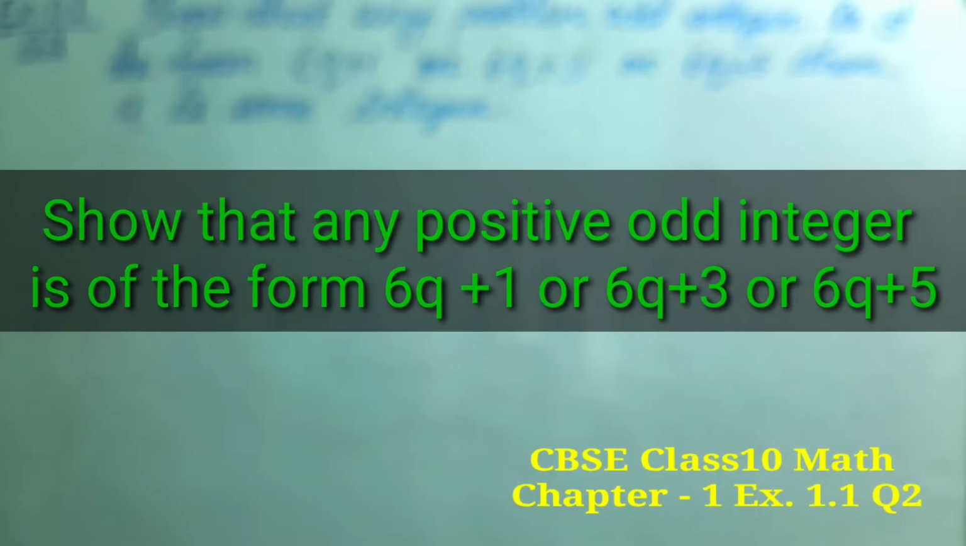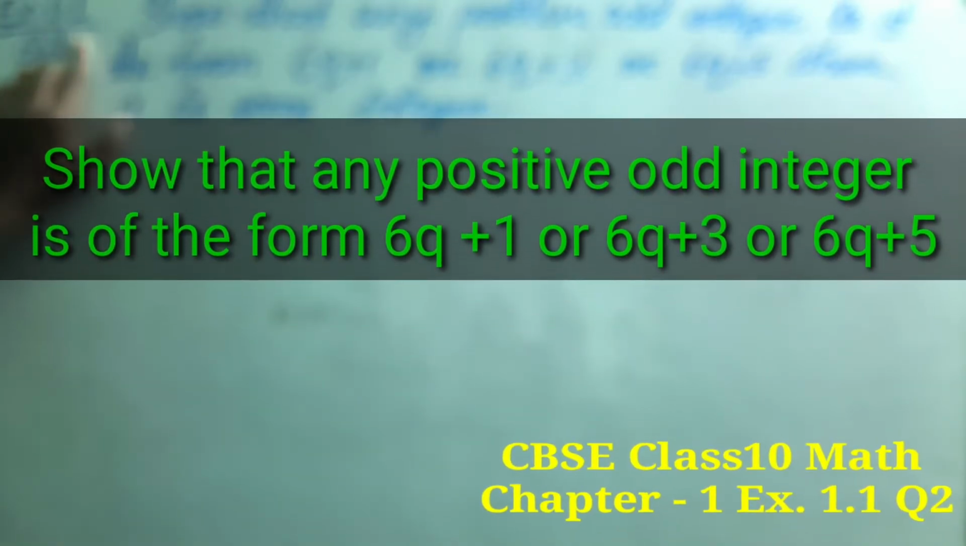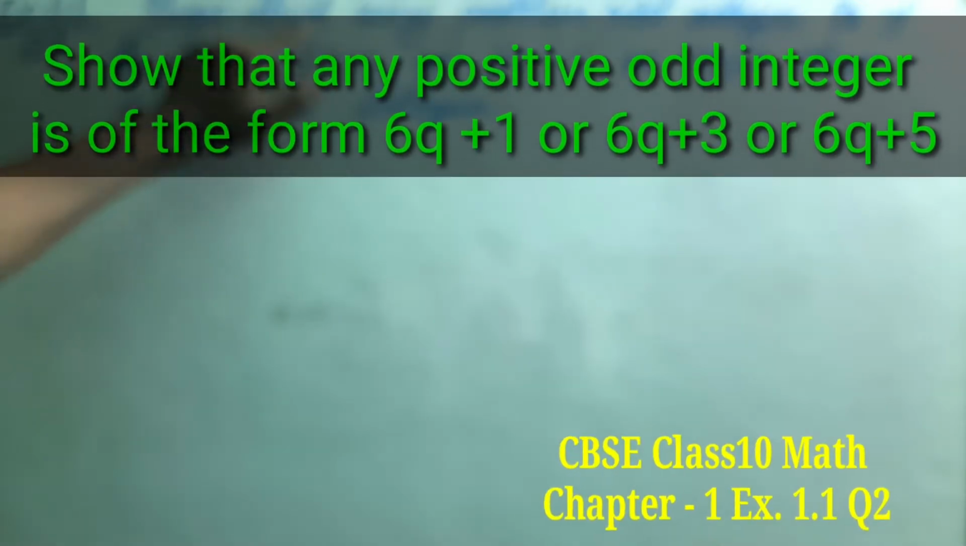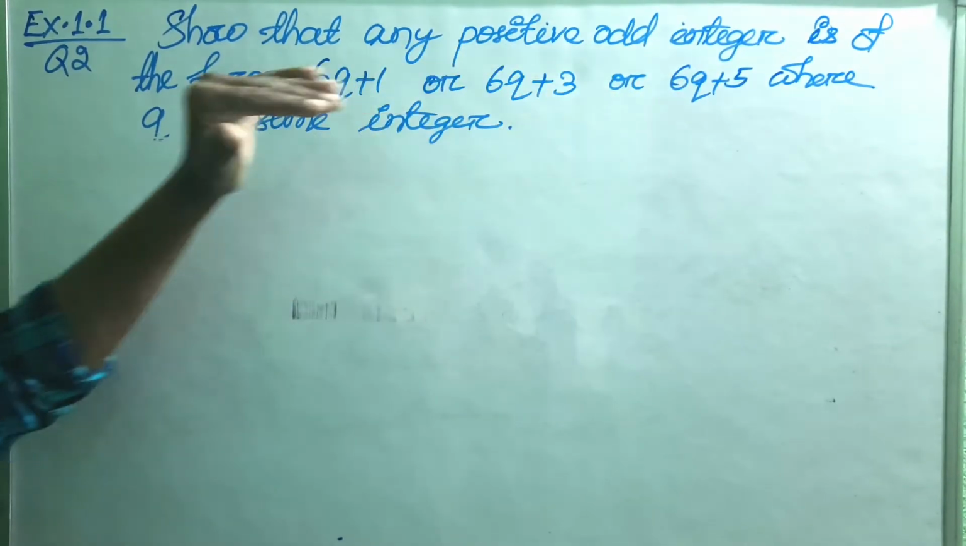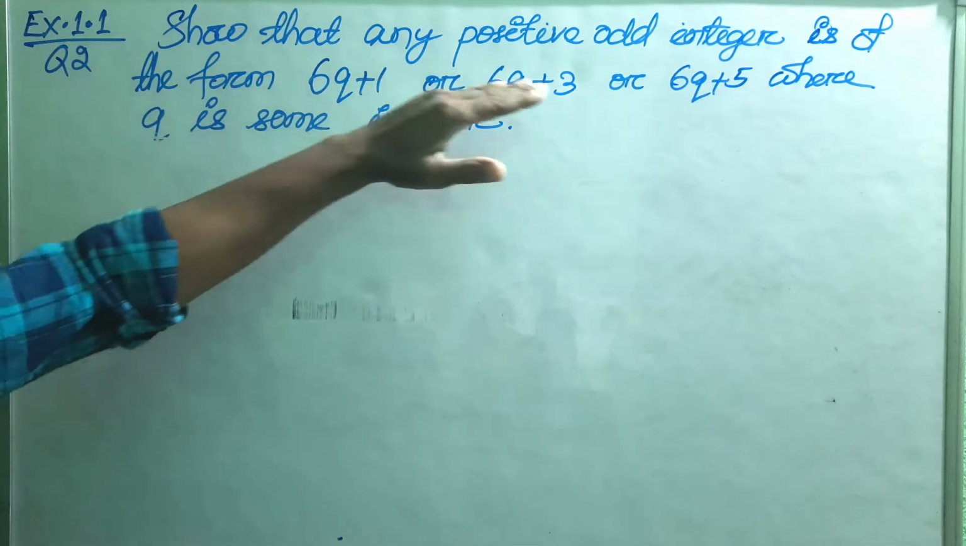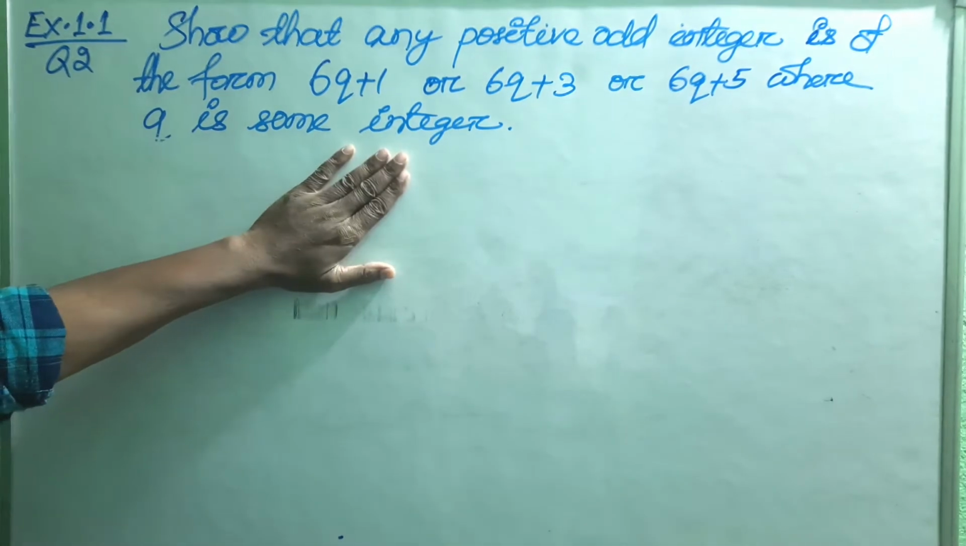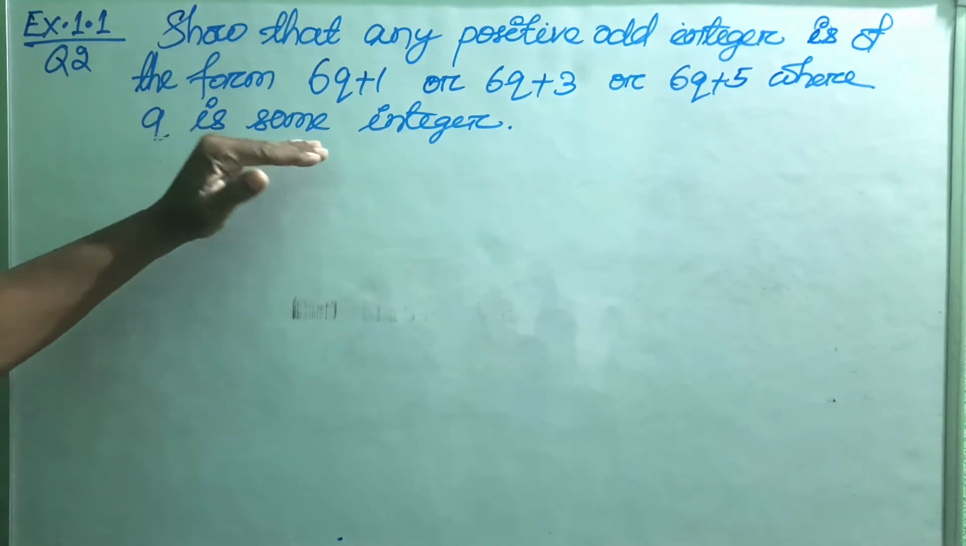Today we are going to solve question number 2 of exercise 1.1 from chapter 1 CBSE class 10 math. Now here the question is, show that any positive odd integer is of the form 6q plus 1 or 6q plus 3 or 6q plus 5 where q is some integer. Okay, now try to understand this question.